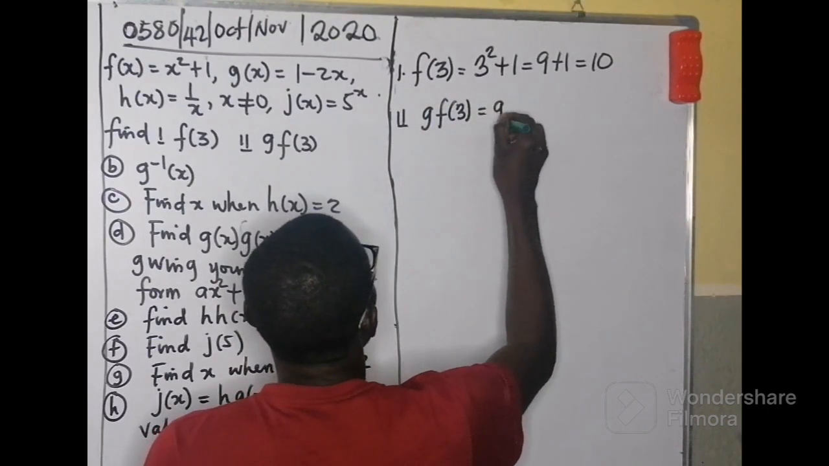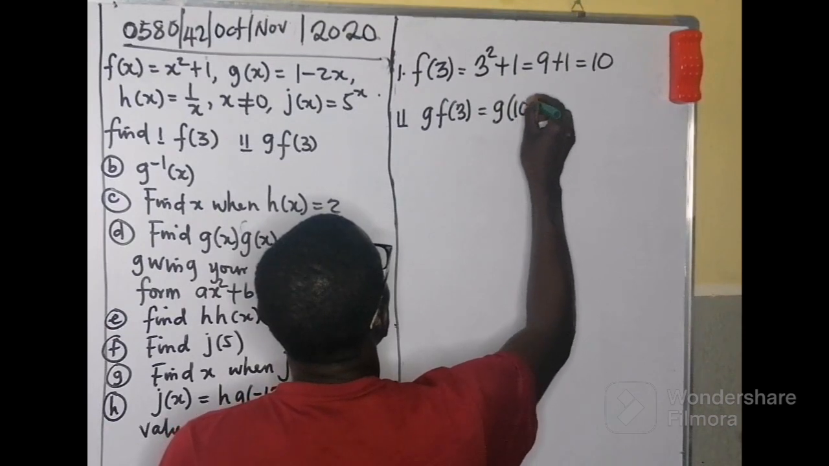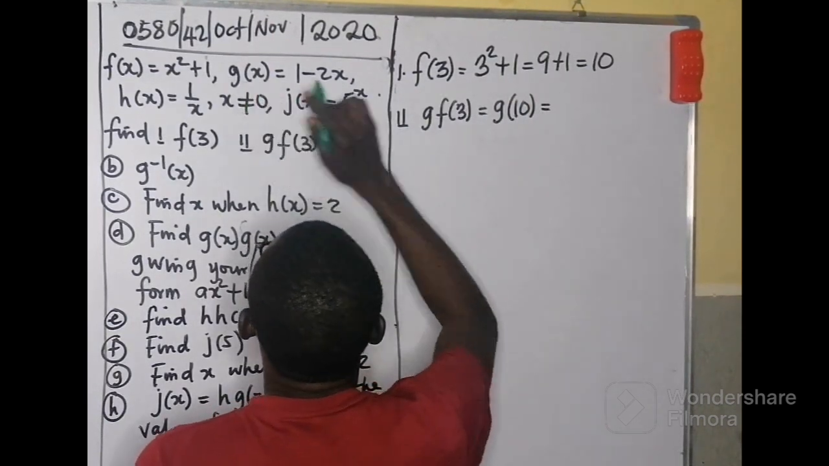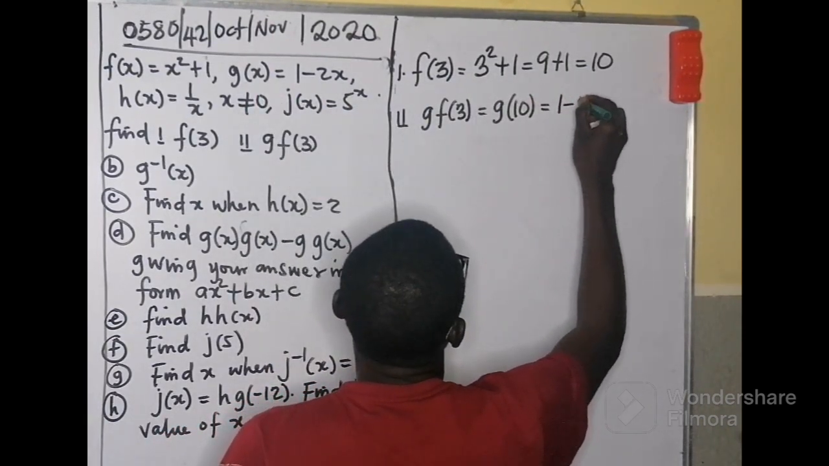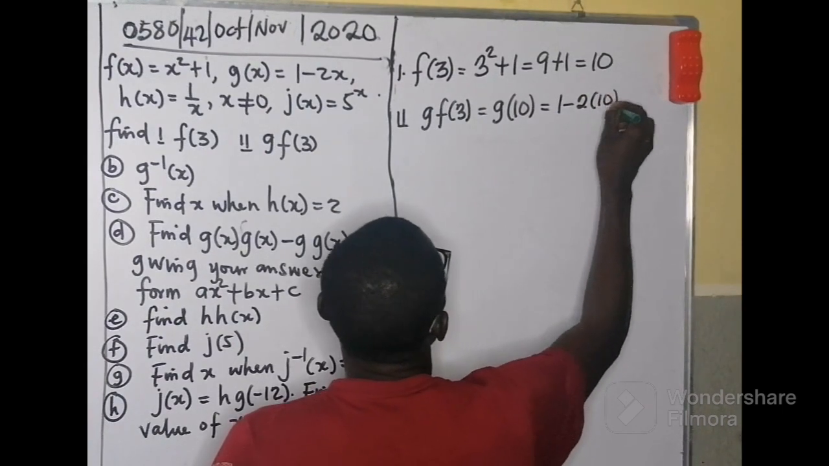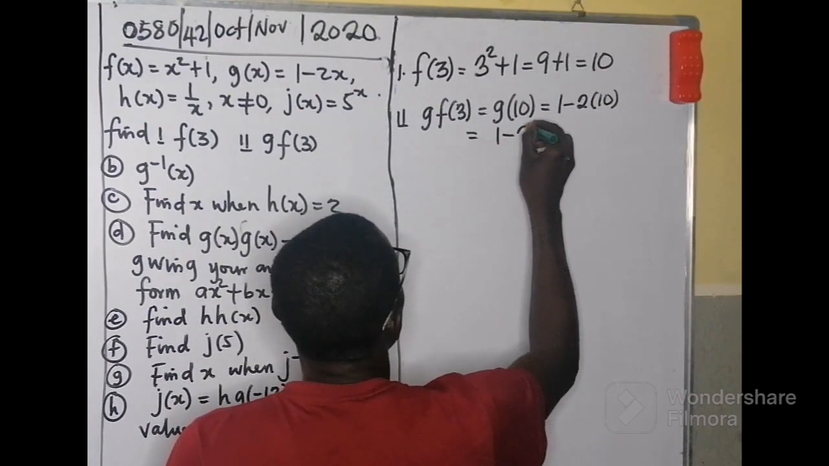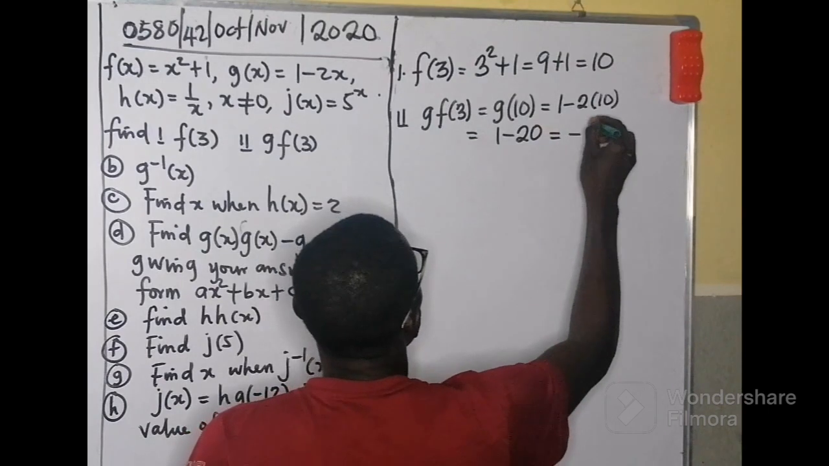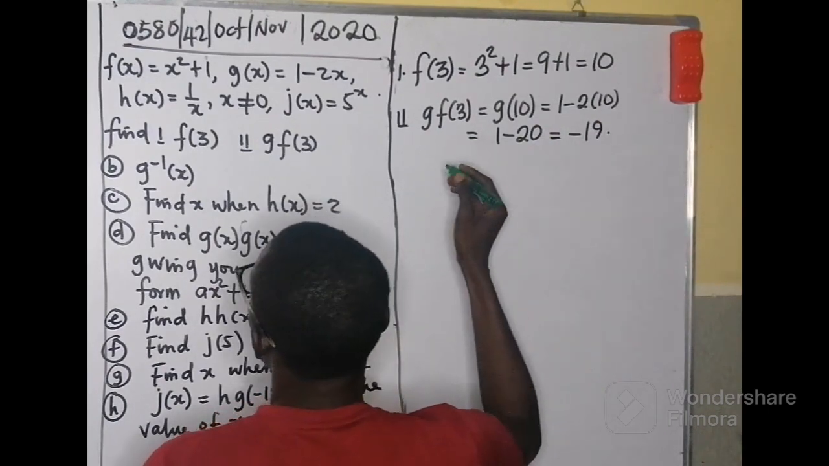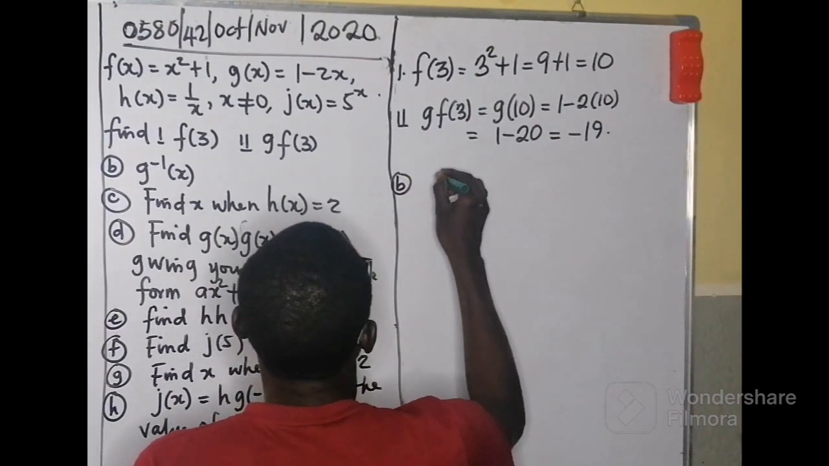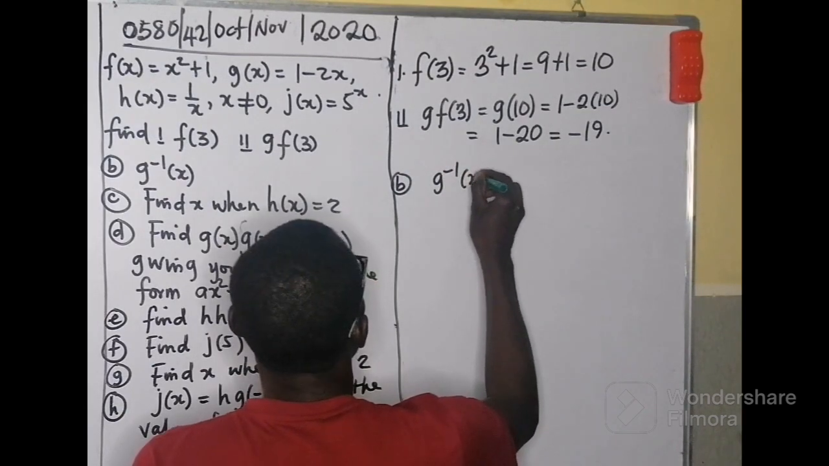Part 2, gf of 3. Gf of 3 is still the same thing as g of, what is f of 3? 10. And from here, g of x is 1 minus 2x. That's 1 minus 2 multiplied by 10. And that gives you 1 minus 2 times 10 is 20. And 1 minus 20 is what? Minus 19.